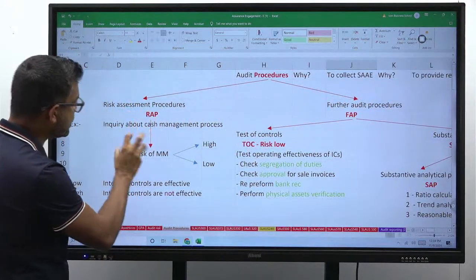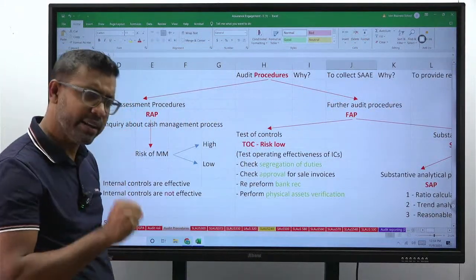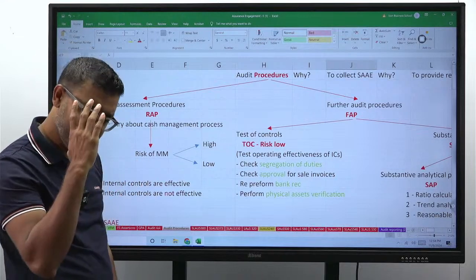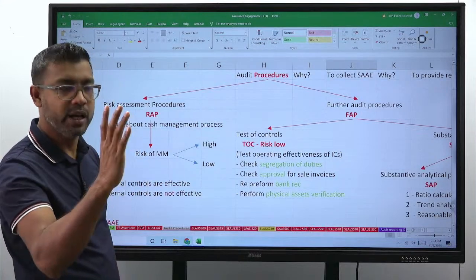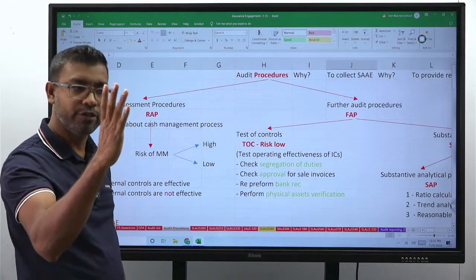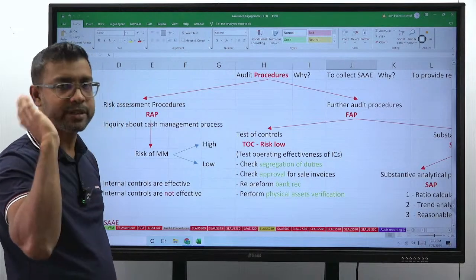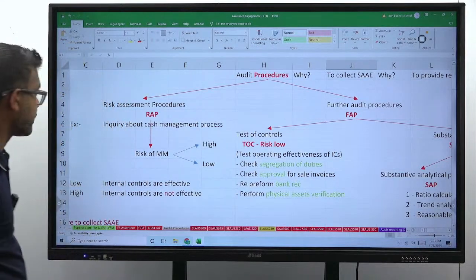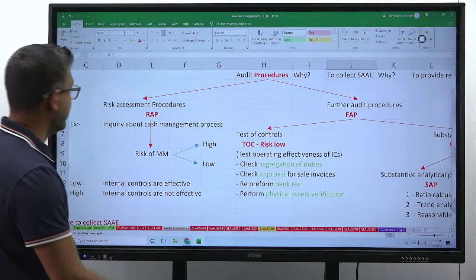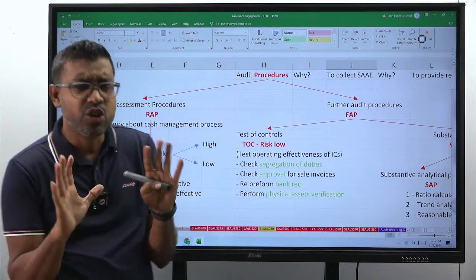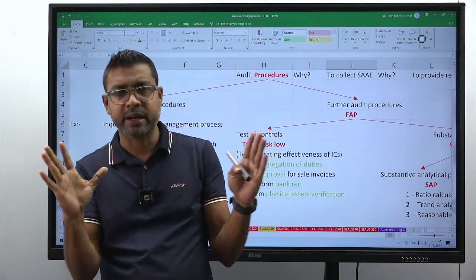I will explain Risk Assessment Procedures in a very simple way, very easy. If you learn it this way, I can assure you that out of 10 or 15, 80% of the marks can be taken, but you have to be smart enough. Risk assessment procedures, don't try to cram this.